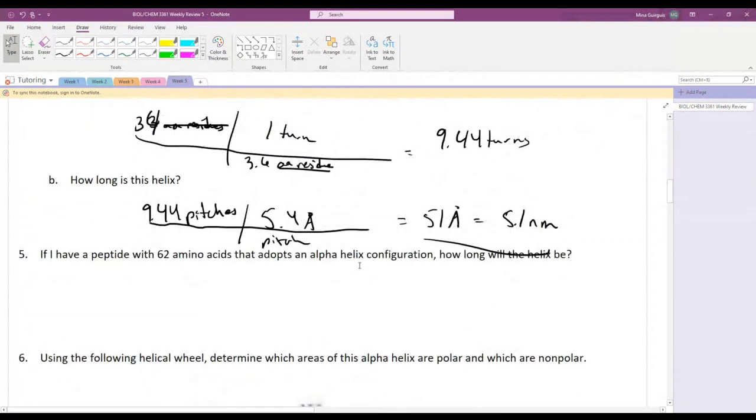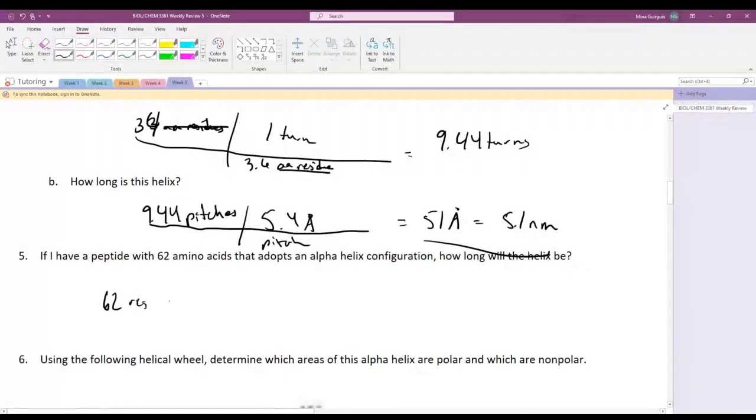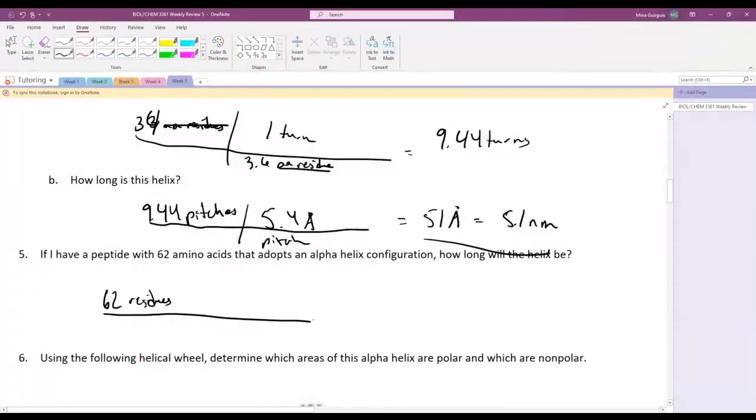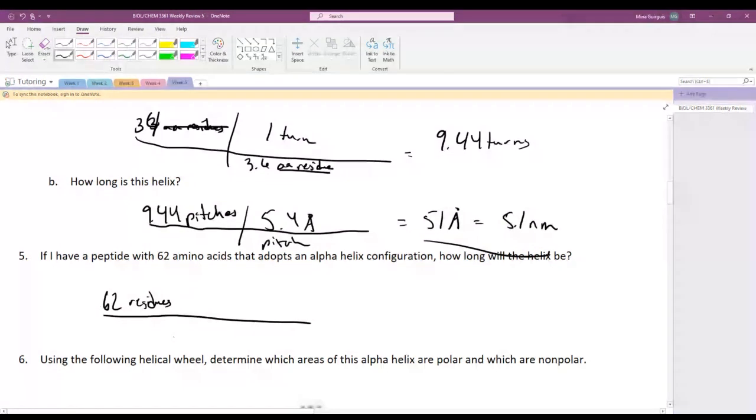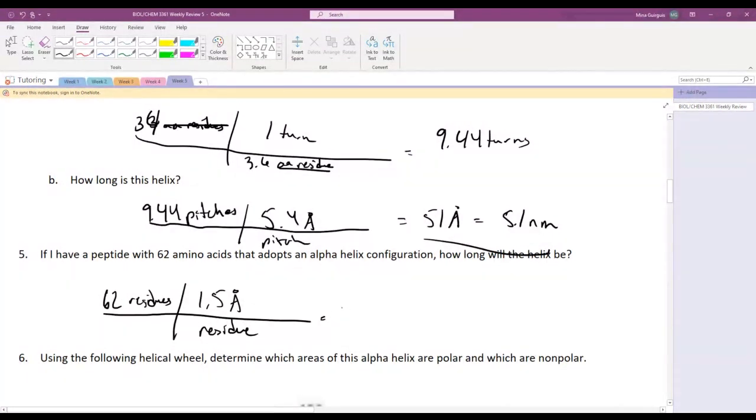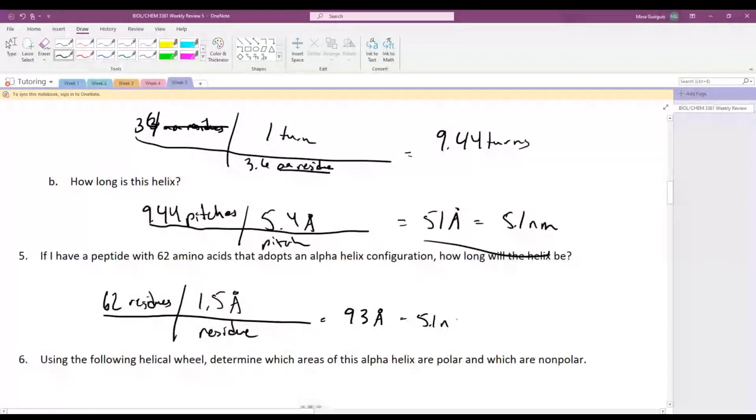All right, the next question. If I have a peptide with 62 amino acids that adopts an alpha helix configuration, how long will the helix be? So in this case, I have 62 residues, and I don't want to have to go through number of turns and then length. I just want to go directly to length. So I know that it's 1.5 angstroms per residue, so I'm just going to multiply by 1.5. The number I get out of that is 93. So this thing is 93 angstroms or 9.3 nanometers long.